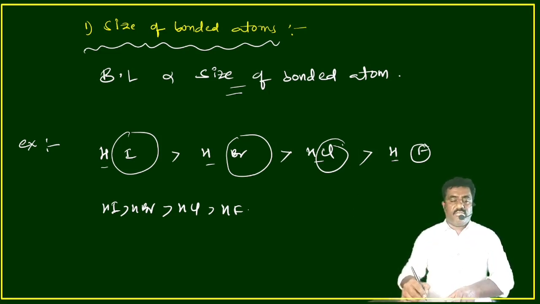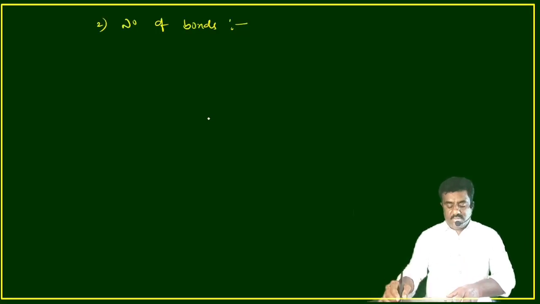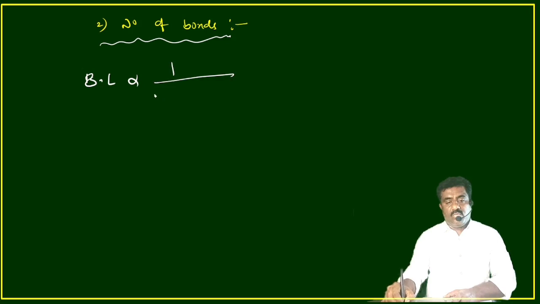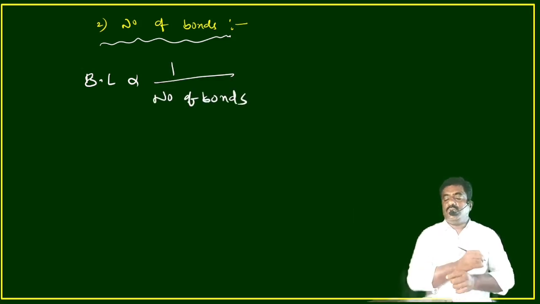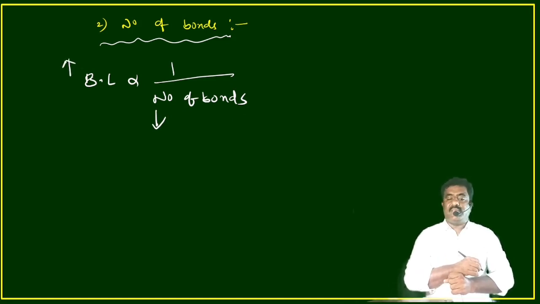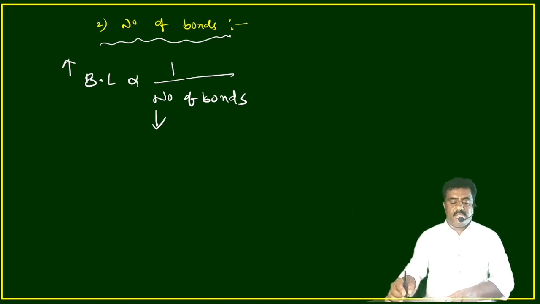Let's move on. The second factor is the number of bonds. What is the relation between number of bonds and bond length? Bond length is inversely proportional to the number of bonds. What it means is: as the number of bonds decreases, bond length increases.